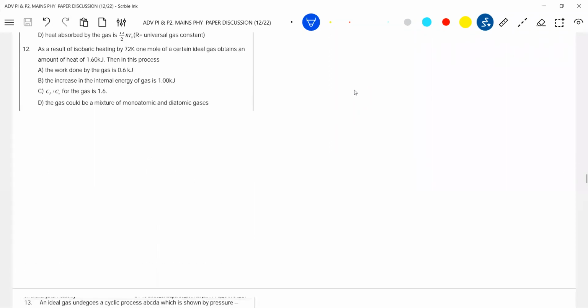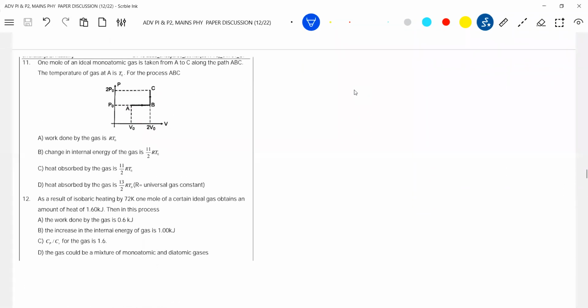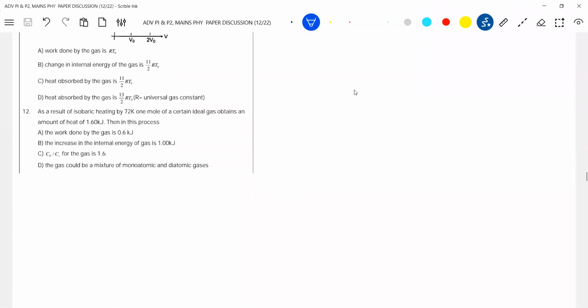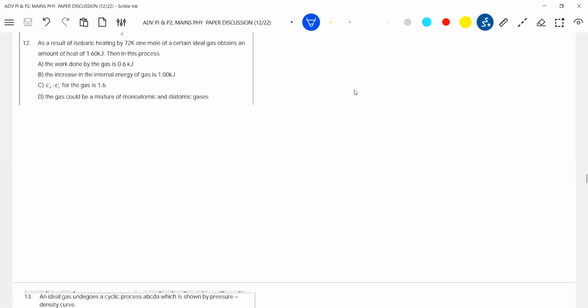12th D option, sir. Question? 12th D option. You find out the... as a result of isobaric heating by 72K, 1 mole of certain ideal gas obtains an amount of heat.